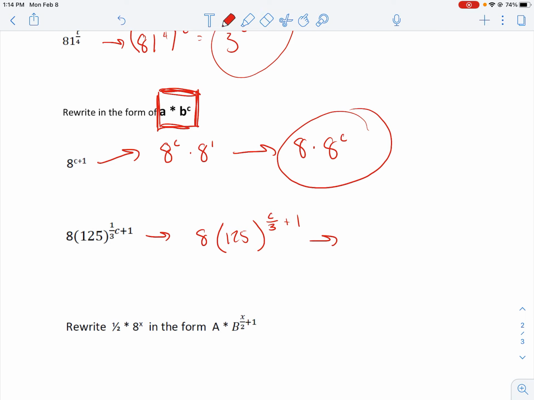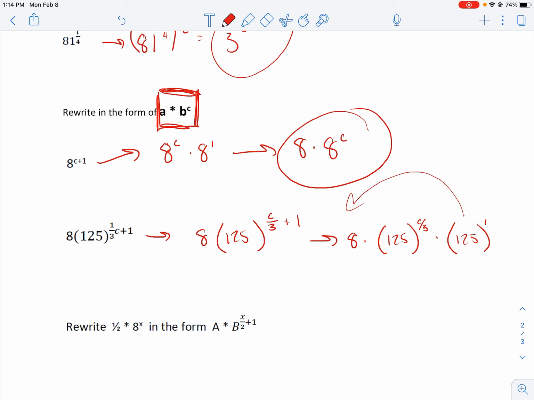Well, let's rewrite this so that it's 8 times 125 c divided by 3 times 125, raised to the first power. Now again, same base, right? What do we do when we're multiplying with exponents? We add the exponents, so therefore this would be just c over 3 plus 1. Okay, so we haven't broken any rules. I didn't change the value of anything. I just rewrote it in a different manner.